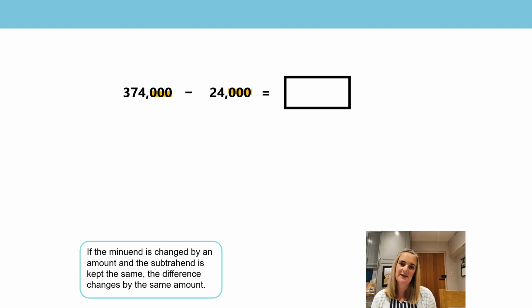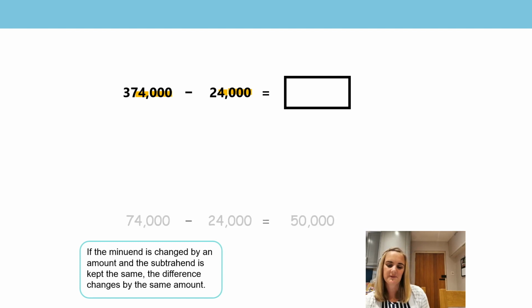Anything else that's the same? You're right, yes. The 4 in the thousands column. It's there in the minuend and it's also there in the subtrahend, isn't it? Okay, so can you spot any related facts that are going to help us with this? 74,000 subtract 24,000 will help us. I bet a lot of you know that 74 subtract 24 is 50. So 74,000 subtract 24,000 is 50,000.